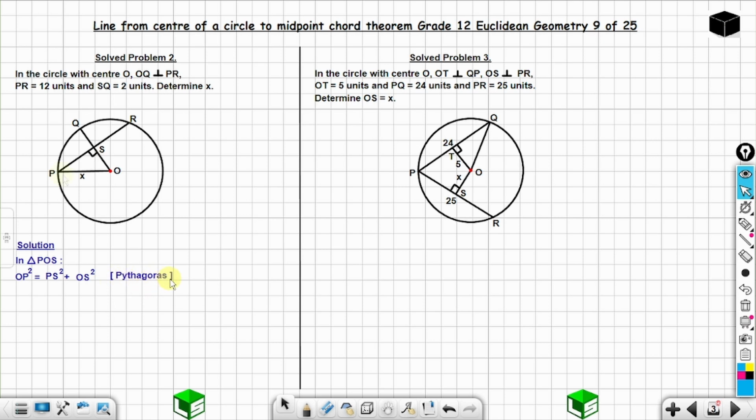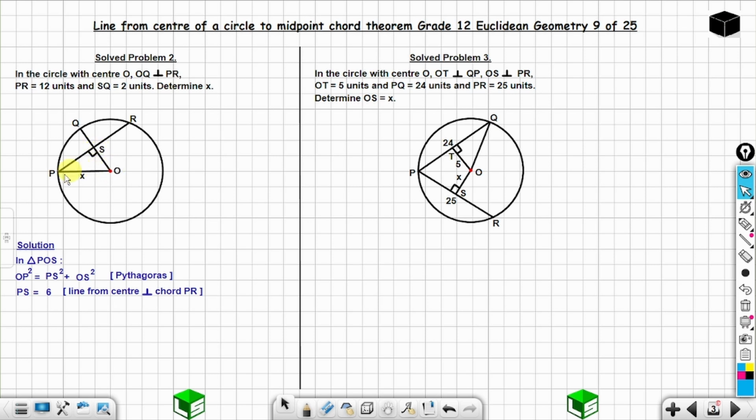The reason: can you see you have a line from the center perpendicular to the chord PR? The chord is equal to 12 units, so PS is equal to 6 units. The reason is line from center perpendicular to chord PR. You are given SQ, which is equal to 2 units. You need OS. How can you find OS?